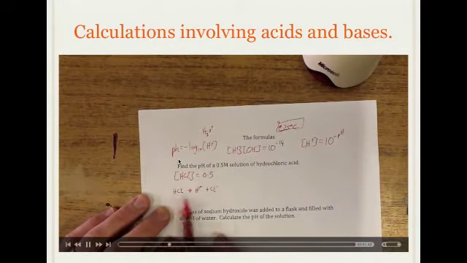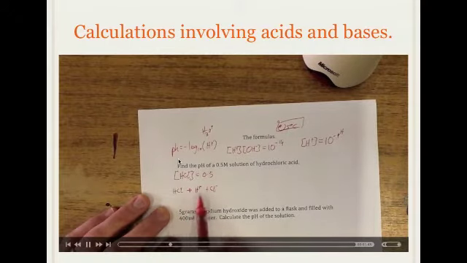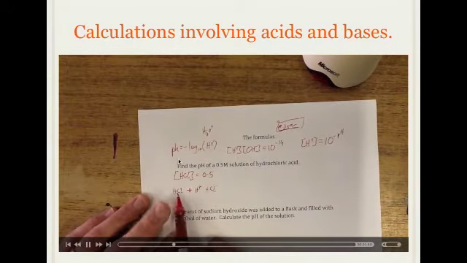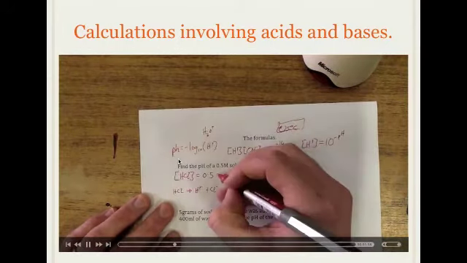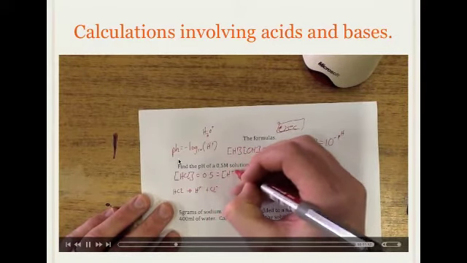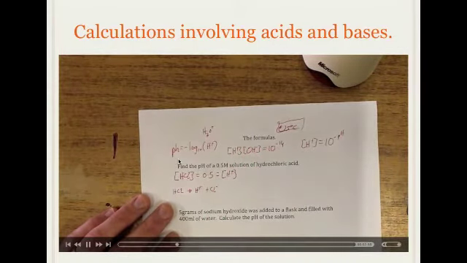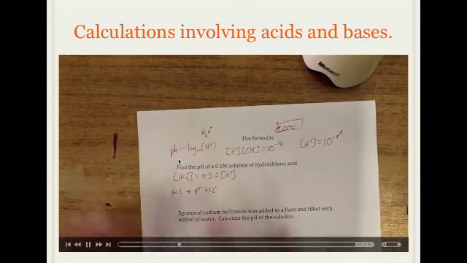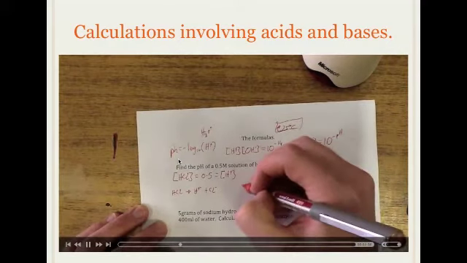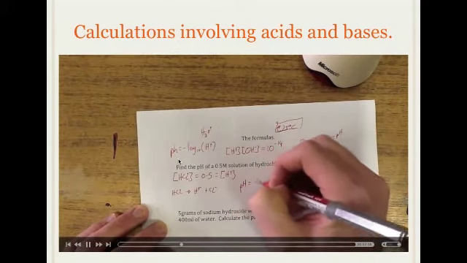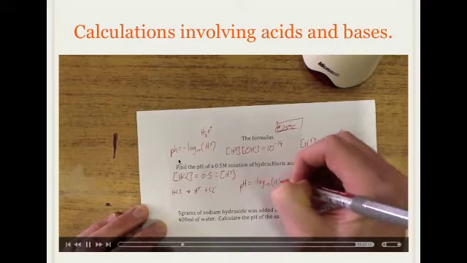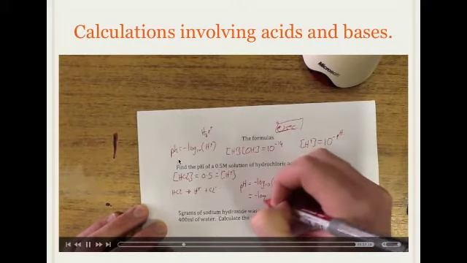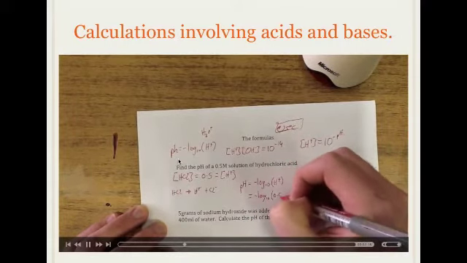So for every one of these, you get one hydrogen. So the concentration of this is going to be equal to the concentration of that, because one of these will break up into one of these. So that is equal to the concentration of hydrogen. Now we have the concentration of hydrogen because it's a strong acid, it completely dissociates. That means our pH will be equal to negative log to the base 10 of hydrogen, which is equal to the negative log to the base 10 of 0.5.